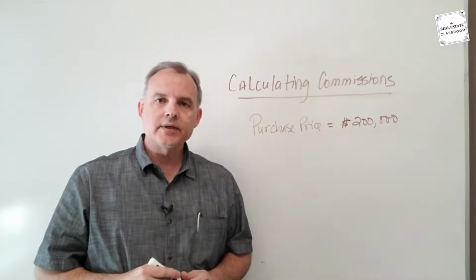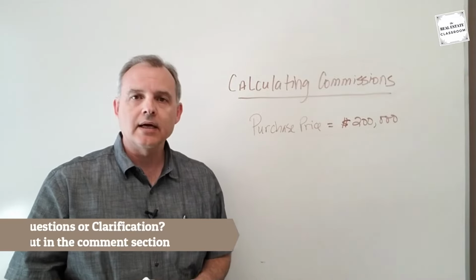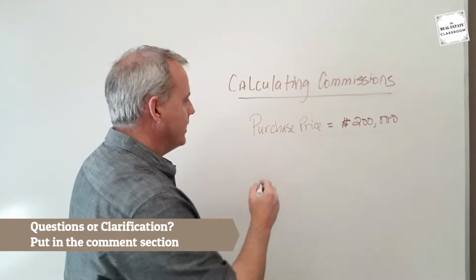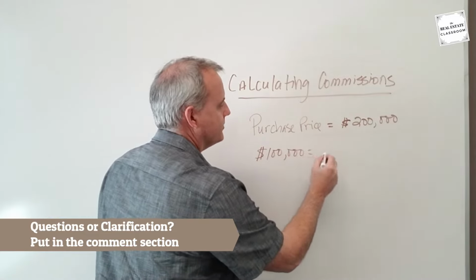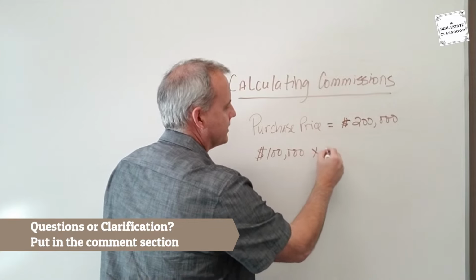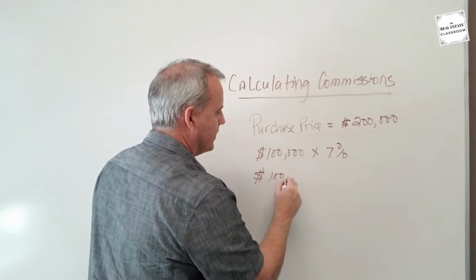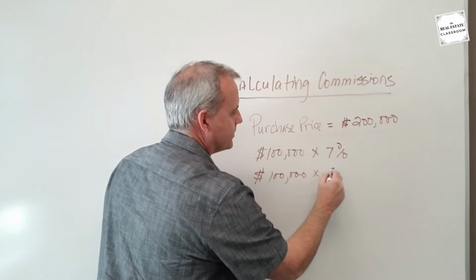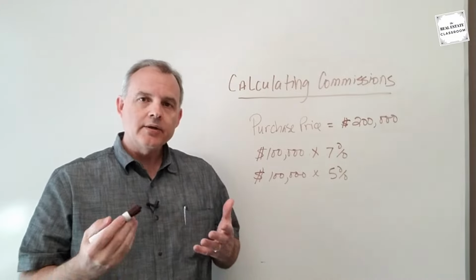Okay, so let's take a look at this calculation problem. We know, according to the problem, the purchase price was $200,000. But we also know that the first $100,000 of that purchase price was subject to 7% commission, and the second $100,000 of purchase price was subject to 5% in commission. Now, how do we do the math here?